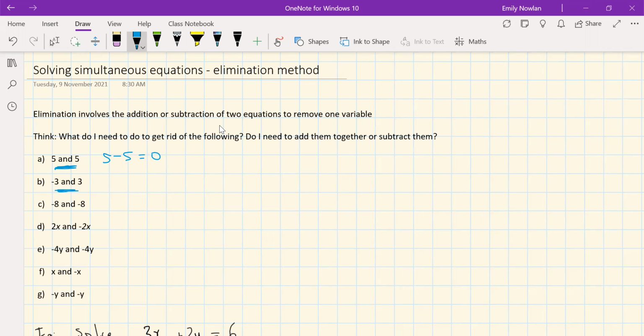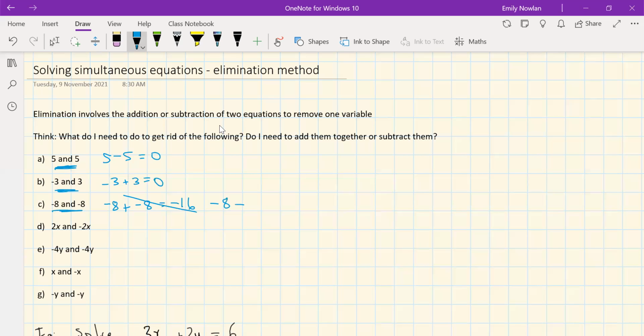What about minus 3 and 3? Well, hopefully you can see I would have to add them together because minus 3 plus 3 gives me 0. What about minus 8 and minus 8, what would work there? If I was to go minus 8 plus minus 8, what does that give me? I start at minus 8, I take away another 8, that gives me minus 16, so that doesn't work. I don't want to do that.